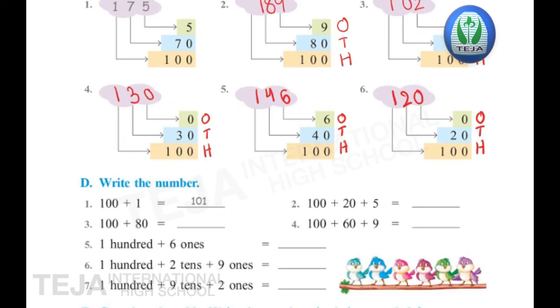Now here we'll write the place value of these digits. Now 5 is in ones place and 20 is in tens place and 100 is in hundreds place. Now as it is, we'll arrange the digit children. 5 in ones place, 2 in tens place and 1 in hundreds place. So the number is 125.